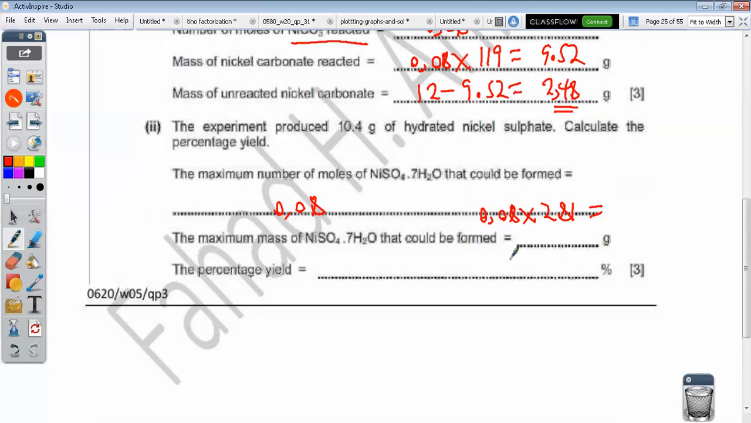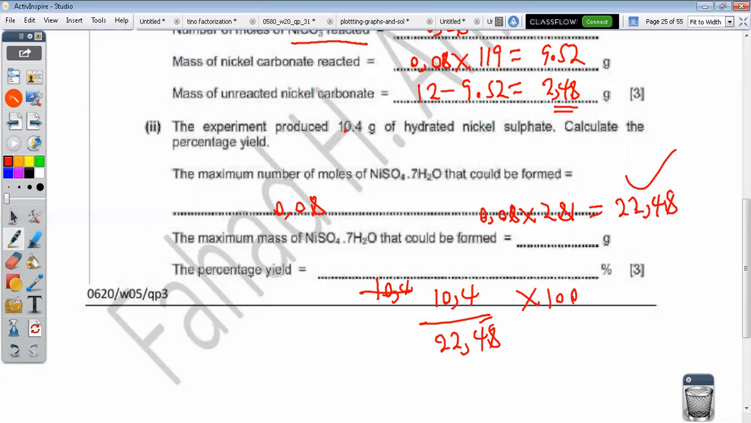We get 22.48. Percentage yield is the actual mass produced divided by the theoretical. Theoretically, we should be producing this, when it's maximum, times 100. So it's 46.3%.